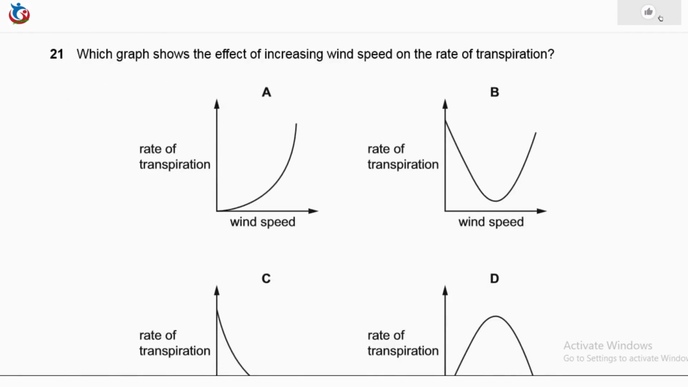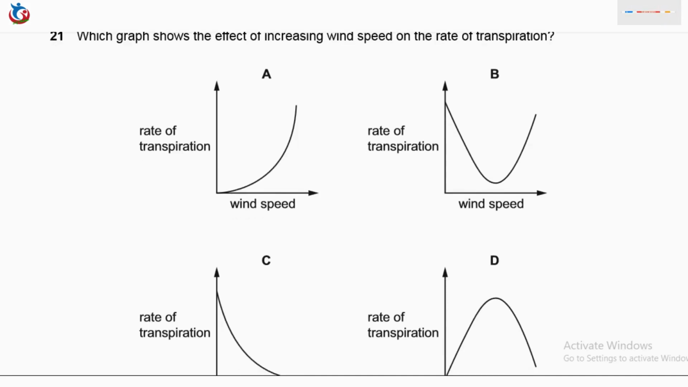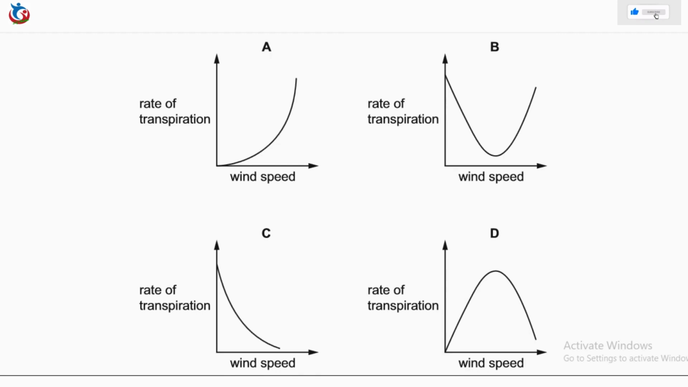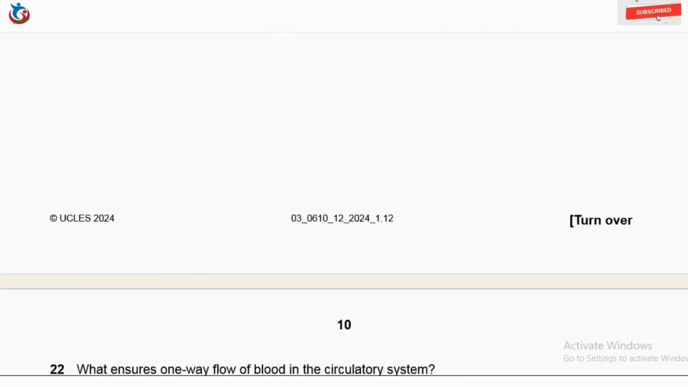Question 21 says, which graph shows the effect of increasing wind speed on the rate of transpiration? If you look at the rate of transpiration against wind speed, at first it is very slow, then as wind speed increases, the rate of transpiration speeds up. With that explanation, option A is the perfect description. You can see the rate of transpiration is slower from the beginning, then at this point it skyrockets upward. So it is not B, it is not C, this one is a reverse case, and this one is not it. So the answer here is option A.